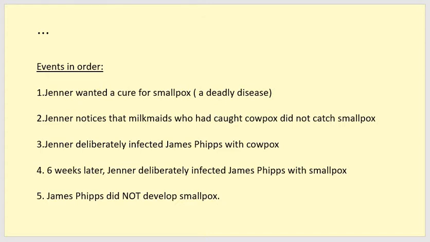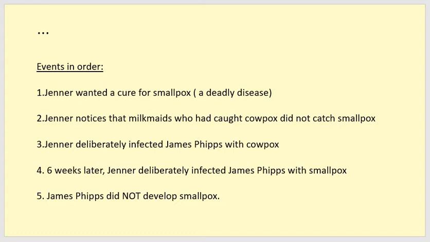So Jenner decided he'd deliberately infect James Phipps with the cowpox. James Phipps was the son of his gardener. He was a young boy, and he chose a young person because he would not already have come in contact with smallpox or cowpox, so he knew that both the infections would be new to his body. 6 weeks after infecting him with cowpox, he deliberately infected James with smallpox. This must have been very scary because, as we've already said, smallpox is pretty much deadly. But amazingly, James Phipps did not develop smallpox.